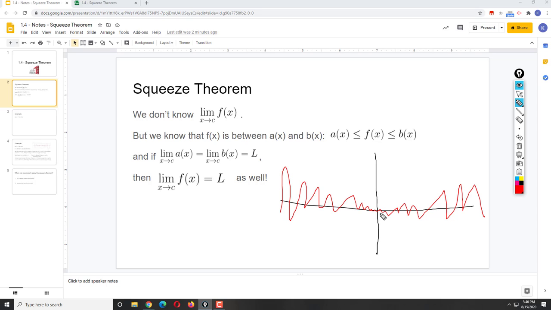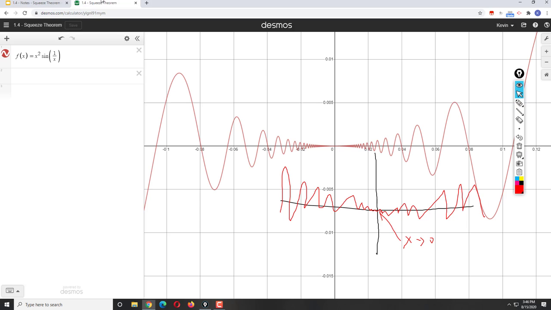Let's say we want the limit as x approaches 0. It's probably 0 for this one. It looks like a 0, but we can't be sure. How can we prove that?